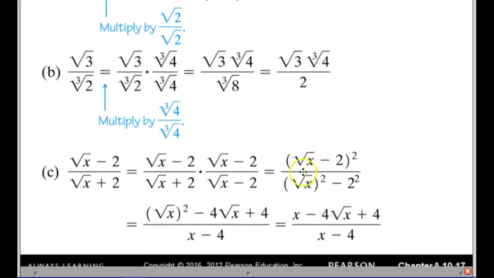So here, when I have this, I cannot just take this exponent and distribute that in. Remember, it's the quantity of the square root of x minus 2 times the quantity, the square root of x minus 2. So that's how I can multiply out and get this entire numerator here.